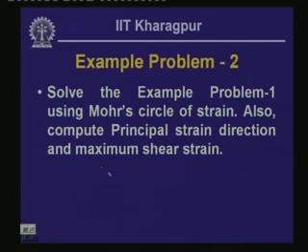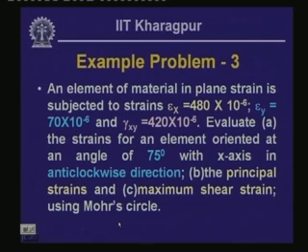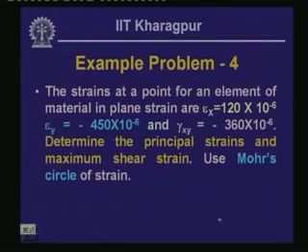Well, now the next problem is to solve the same problem as we have given in one, but using Mohr circle of strain, and compute the principal strain direction and maximum shear strain. Now, the next example is that an element of material in plane strain is subjected to strains of these. We have to evaluate the principal strain and the shear strains, and also the strain at an angle of 75 degree. The fourth problem is that strain at a point for an element is given by these values. We will have to determine the principal strain and maximum shear strain using Mohr circle of strain.